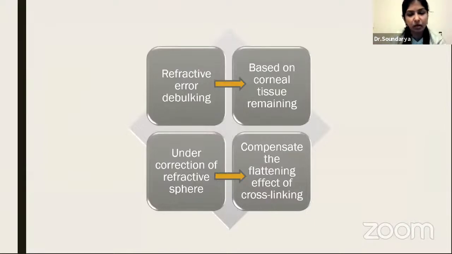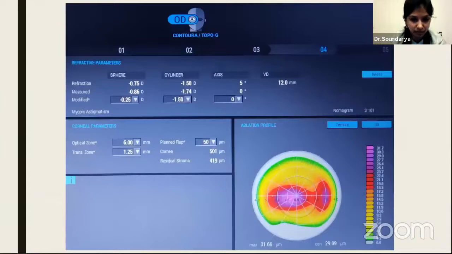Once that is done, then based on the tissue remaining, we can plan on the refractive error debulking. So the idea is to first debulk the cylinder as much as possible. And then if tissue is available, we go ahead and debulk the spherical error. When we're debulking the spherical error, we need to keep in mind that we need to have some amount of undercorrection in order to compensate for the flattening effect of the crosslinking.